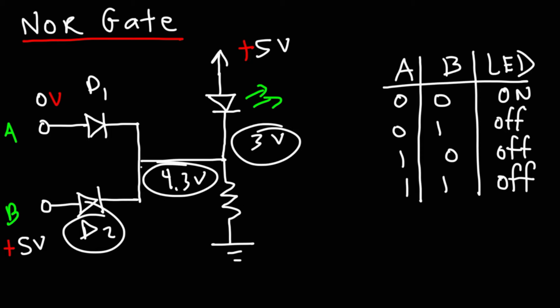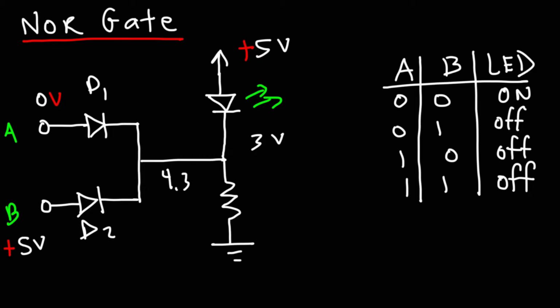Now, these 2 points can be the same. So the higher voltage will take precedence. So if this is at 4.3 and this is at 5, the voltage drop is not high enough to activate the LED. In order for the LED to turn on, the voltage across it must be 2 volts. So because B is on, this voltage will not be 3 volts or less, so the LED is off. So if A or B is at 5 volts, the LED will be off.